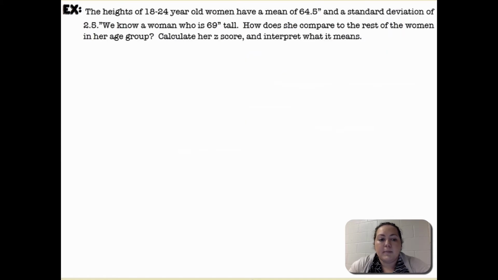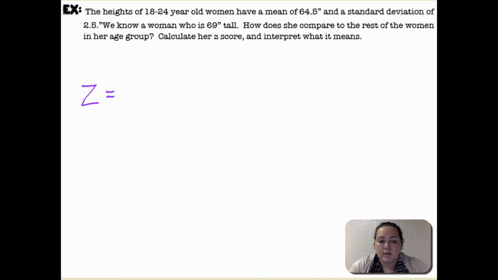An example: the height of 18 to 24-year-old women has a mean of 64.5 inches and a standard deviation of 2.5 inches. We know a woman that is 69 inches tall. How does she compare to the rest of the women in her age group? Calculate her z-score and interpret what it means.